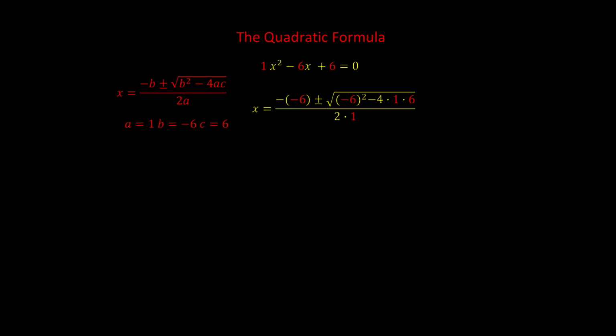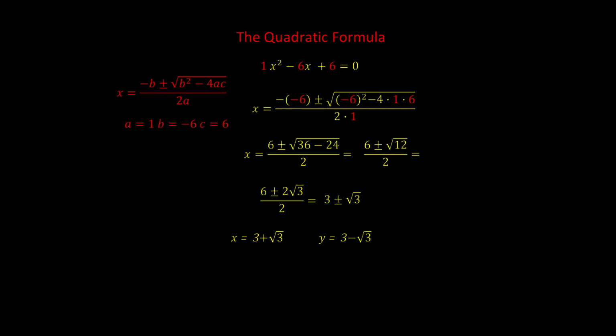We see that a is 1, b is minus 6, and c is 6 in the formula. Doing multiplications first before addition or subtraction, we end up with 6 plus or minus the square root of 12 over 2. And then the square root of 12 simplifies to 2 times the square root of 3. And we see that there's a common factor of 2 in the numerator and denominator. When we cancel that out, we end up with 3 plus or minus the square root of 3. So we end up with the same solutions.